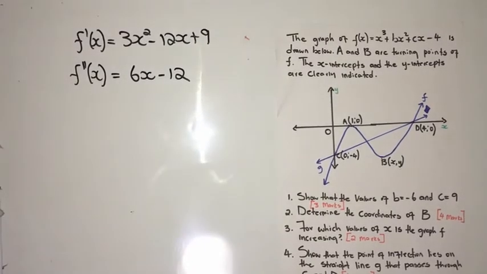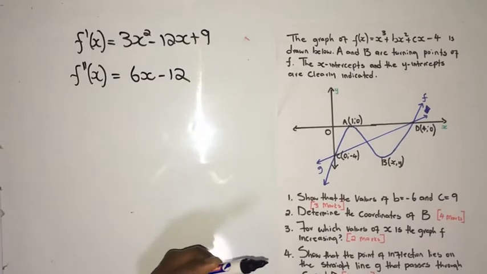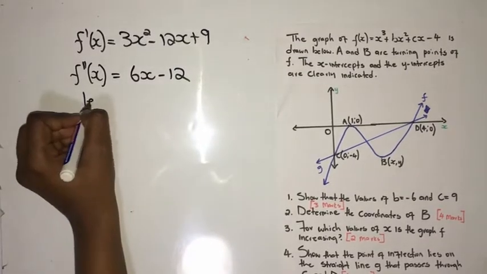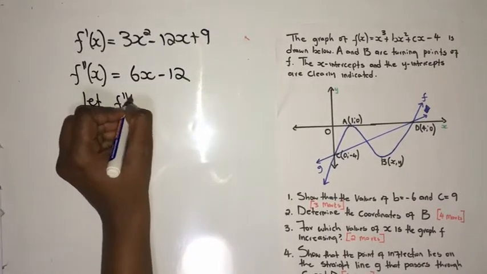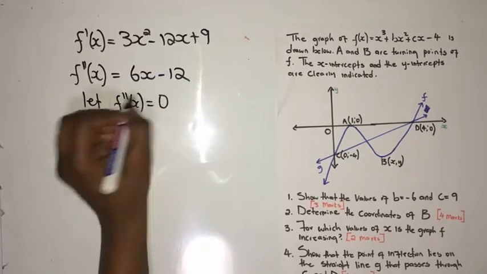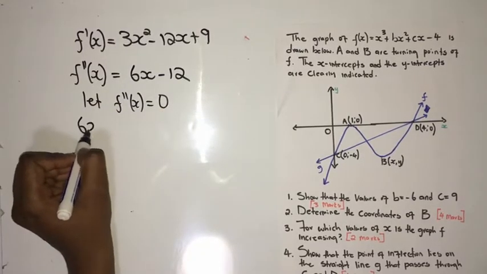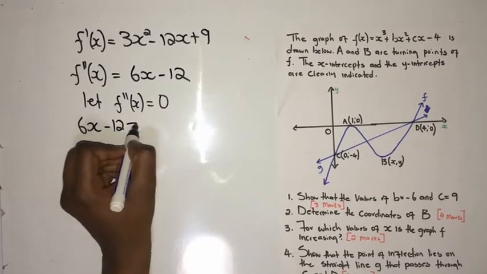At a point of inflection, your second derivative is 0. So we do the same thing. Let the second derivative equal 0, which means we have 6x minus 12 equals 0.